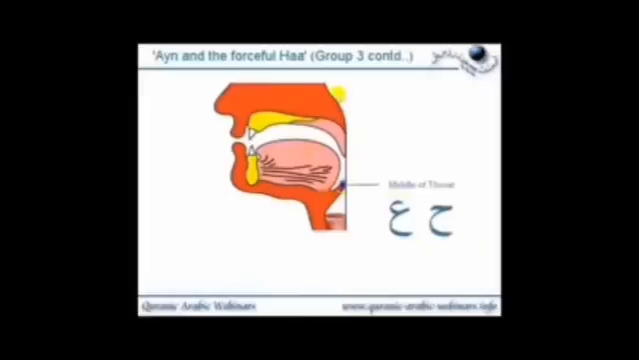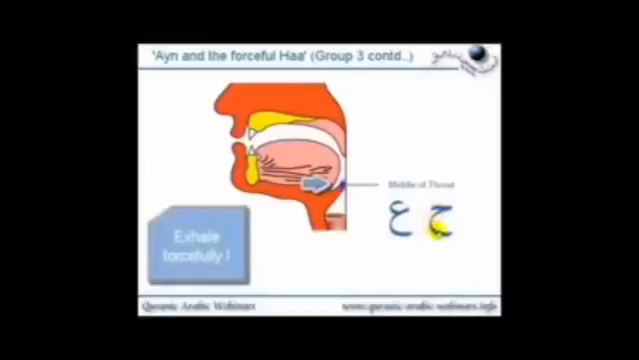The next two in group 3, i.e. the throat letters, is two letters which are at the middle of the throat, originate in the middle of the throat. This is the letter Ain and the letter Ha. So this Ha is what we call the forceful Ha, because you're exhaling a bit more forcefully and that air is being pushed out from the middle of your throat. So again, Ain and Ha.